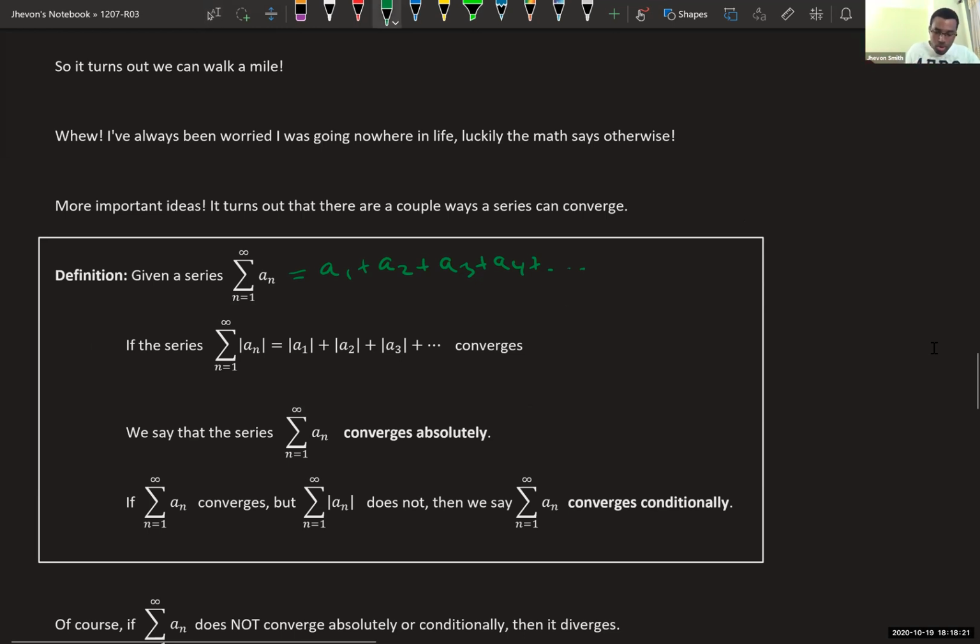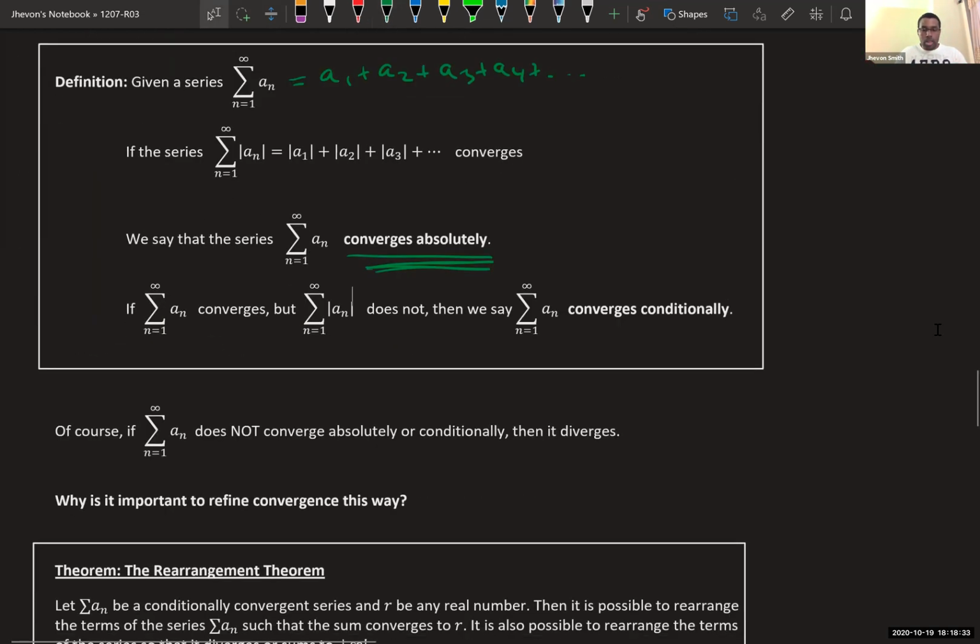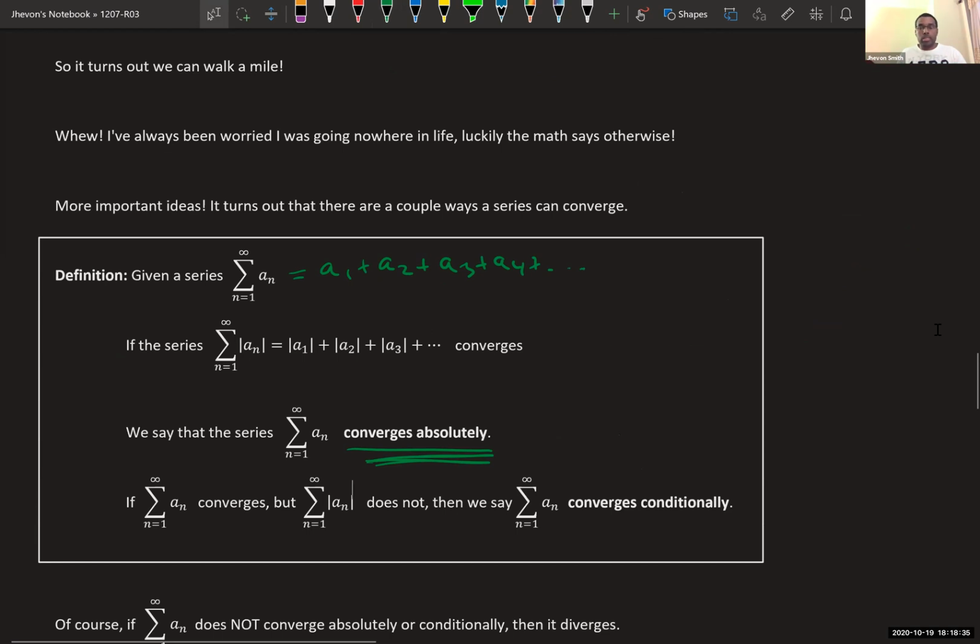That is a very important definition, right? So that's what it means for a series to converge absolutely. It means that if I put absolute values around all the terms and play the same game that we played earlier, it's still going to add up to a meaningful answer, right? If the series converges, but it does not converge absolutely, we say that the series converges conditionally.